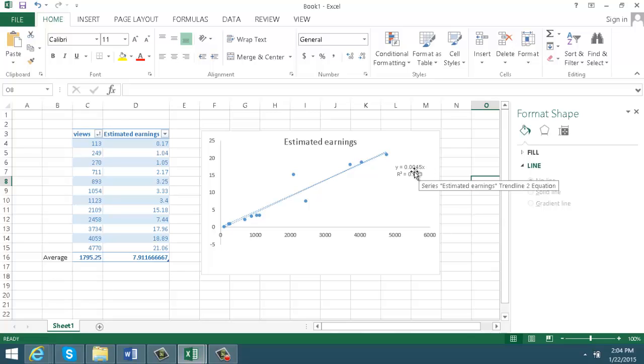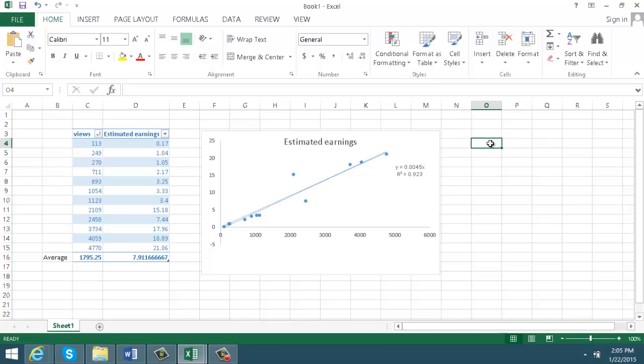Okay, this point 0.0045, it's like 45 cents. On a view, I can make 45 cents. That's what this graph equation is telling me. So let's put this up. I got my calculator, and I also hope you have yours, but we're going to use Excel right here, so you can look. Let's take this value right here, 0.0045.